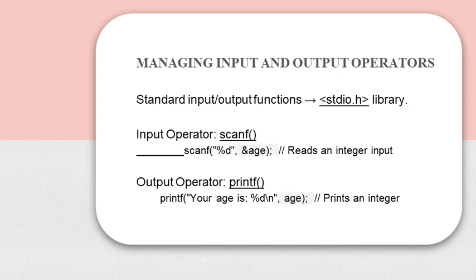Formatted input operator scanf. It's used for reading formatted input from the standard input device. It also uses format specifiers to interpret the input data according to the specified text. Output operator printf used for displaying formatted output to the standard output device. It uses format specifiers, example %d for integers, %f for floats, %s for strings, to control the data's presentation.